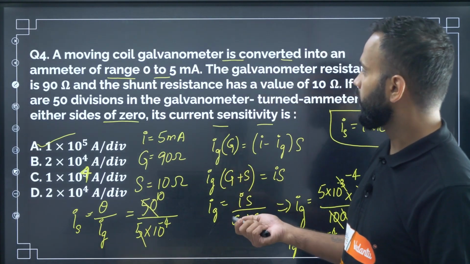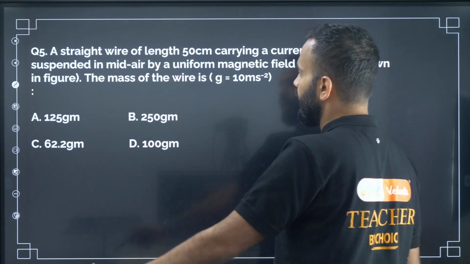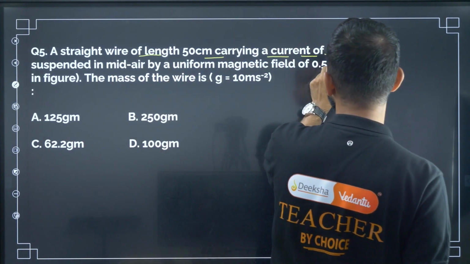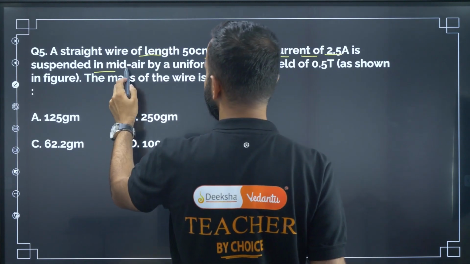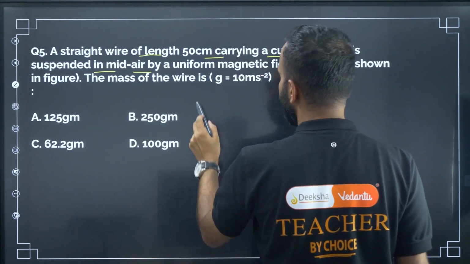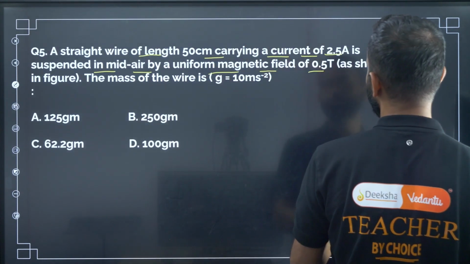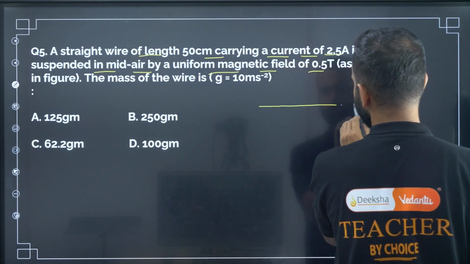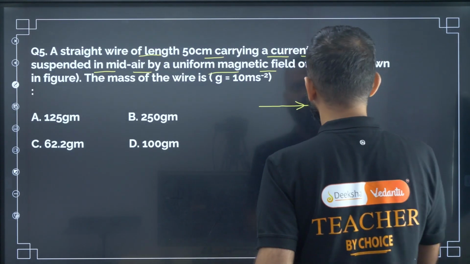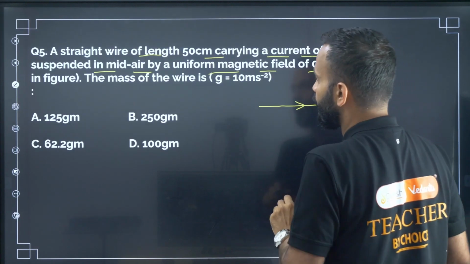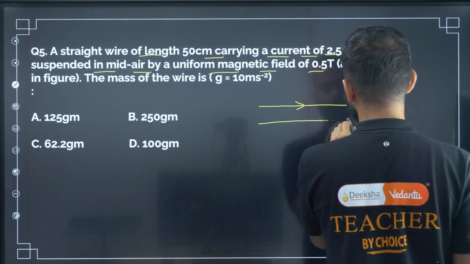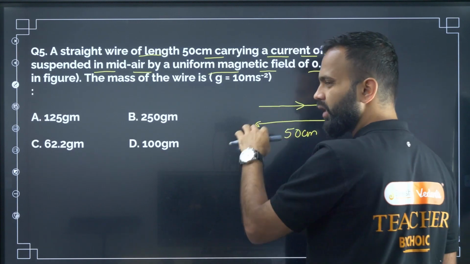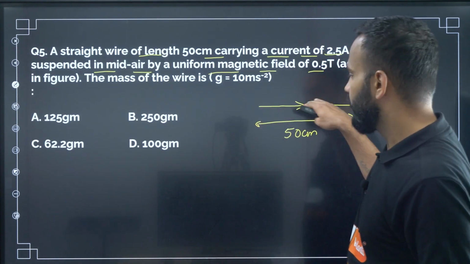Next question, question number 5. A straight wire of length 50 centimeter carrying a current of 2.5 ampere is suspended in mid-air by a uniform magnetic field of 0.5 Tesla, as shown in the figure. So this is the current carrying wire. The length of the wire is 50 centimeter. So they forgot to add the figure.